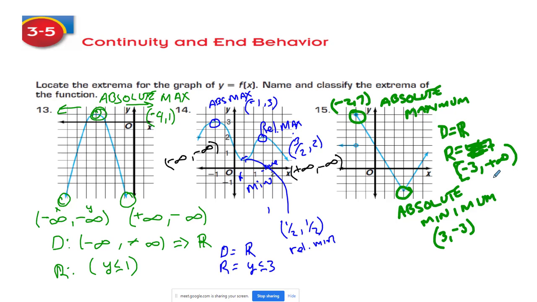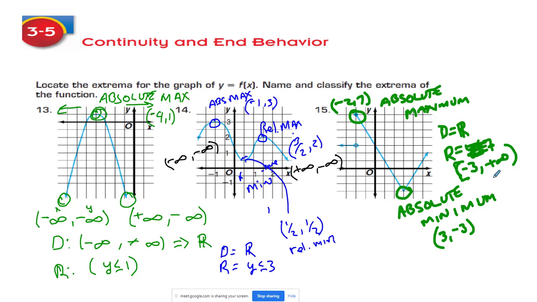So don't get bogged down in the notation. If you're not sure about the notation, just write it out in words. But basically, you've got to think about all the different parts. Like on number 13, there's 3 main things we need to think about: what's going on at each end and what's going on at the point in the middle where the maximum is. For number 14, there's 3 points in the middle that we have to worry about: the maxes and the mins. And then we also have to worry about what's going on at either end.